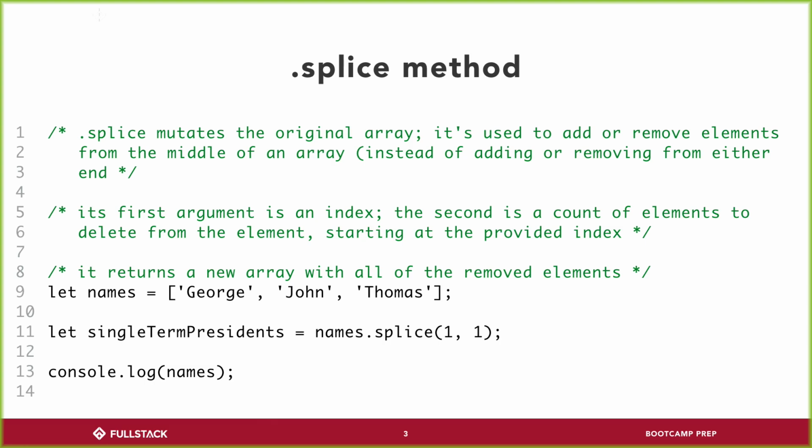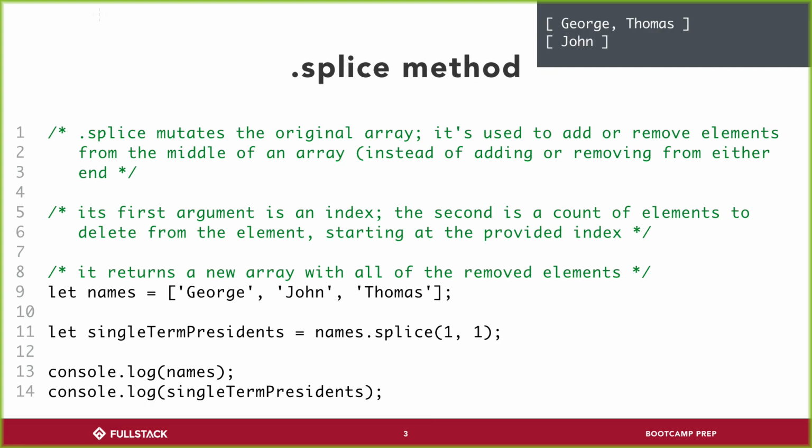So does anyone want to guess what this will log when we console log names? John. So I believe that's what single term presidents will be, but names is going to be George and Thomas because that's the original array. And then single term names, I believe, is going to be John. So good guess, but it's George and Thomas for those of you that answered.